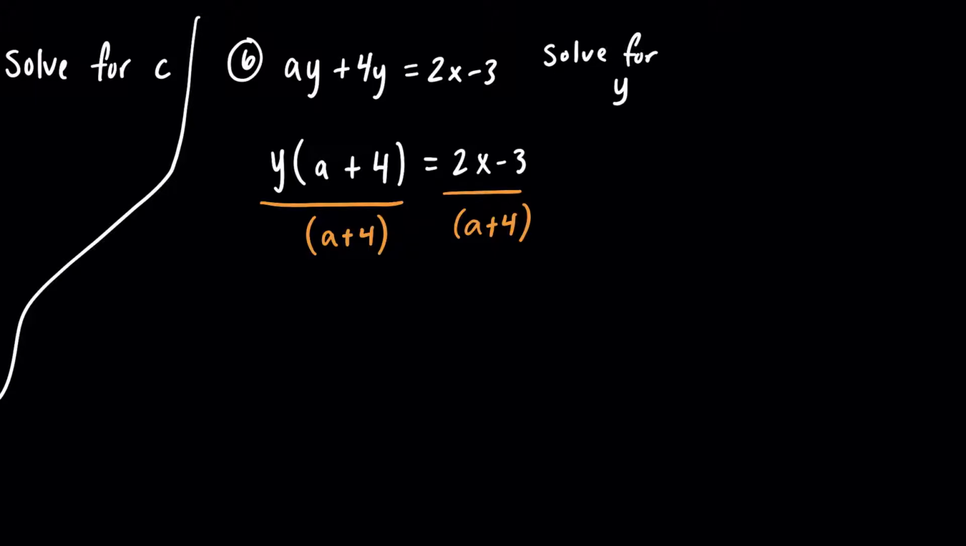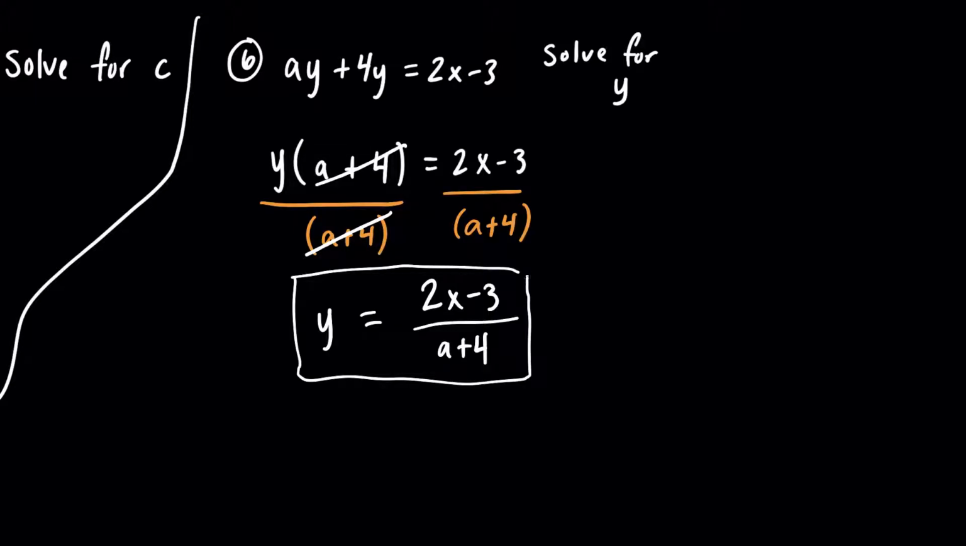So when we do that, the a plus 4 here and the a plus 4 here, if you take a plus 4, divide it by a plus 4, you get 1. It doesn't matter what a is. That will always be 1. So you'll just be left with 1y on the left. I'm just going to write y. And on the right, we'll have 2x minus 3 over a plus 4. You don't really need the parentheses on the bottom there. I just like to put them sometimes. So this right here is y all by itself and isolated. All right, let's do a few more examples like this, and then we'll be done.